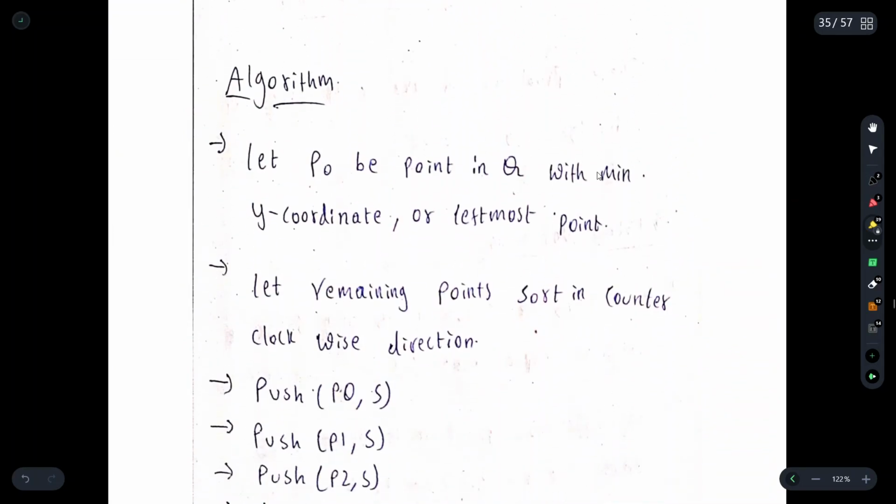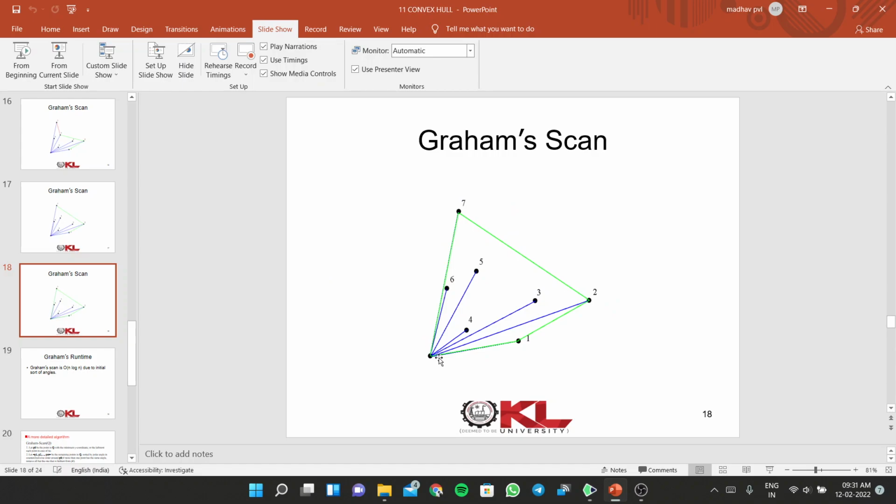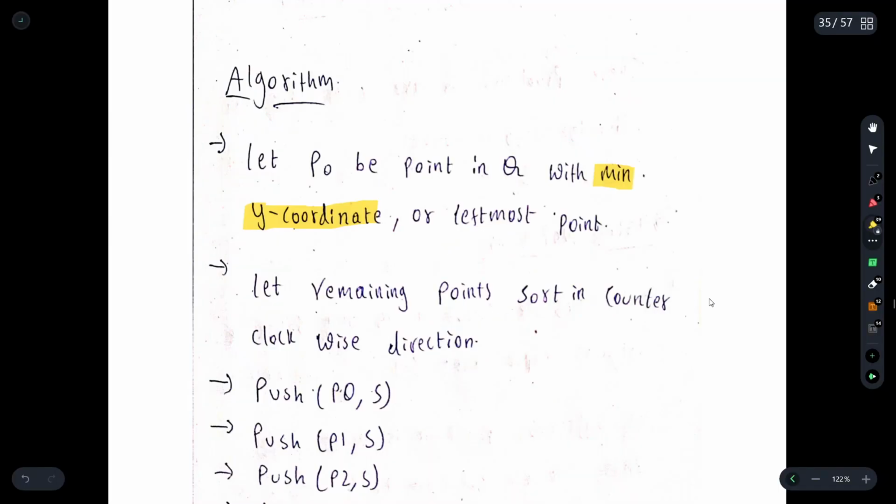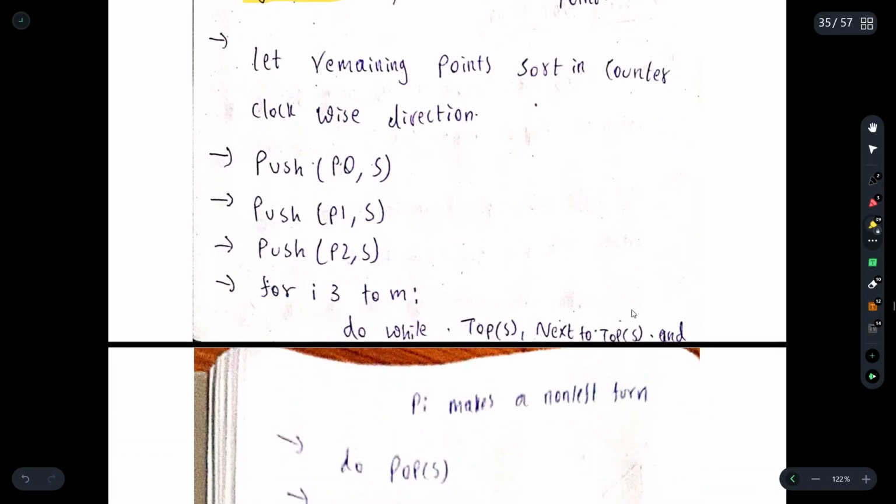And then the algorithm is nothing but: let P0 be a point in Q with minimum y coordinate and leftmost point. So this is a leftmost point, right? So we'll just consider this. Let the remaining points be sorted in counterclockwise direction. So push P0 onto S, push P1 onto S, push P2 onto S.